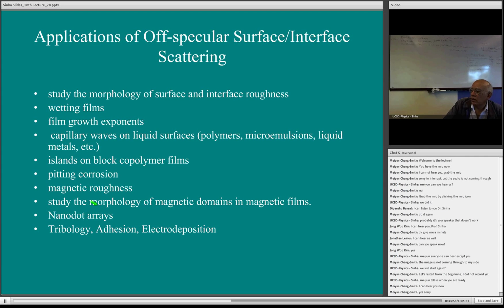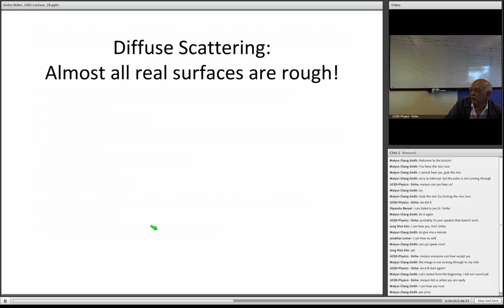We can study the morphology of magnetic domains in magnetic films. You can study nanodot arrays, and I'll show you examples of these. And these have applications in tribology, adhesion, electrodeposition, and so on. So there's a large number of areas of research where off-specular scattering can provide useful information. Can we go on to the next slide, please?